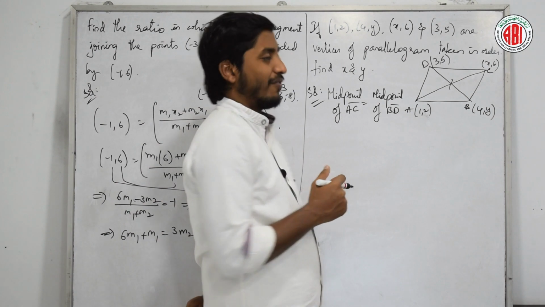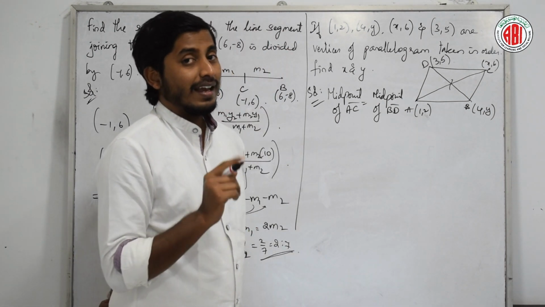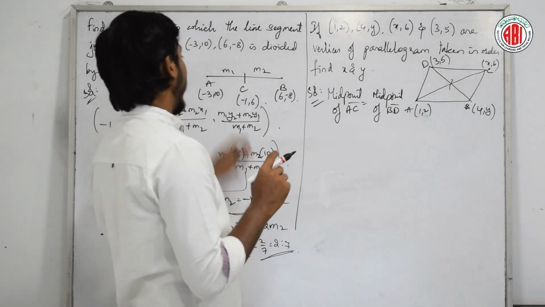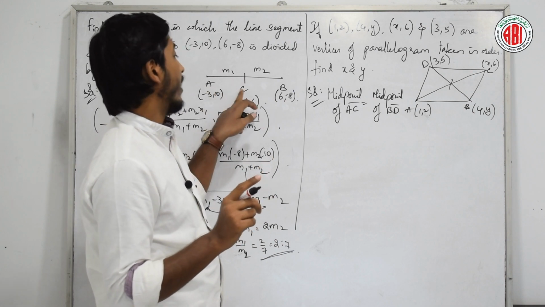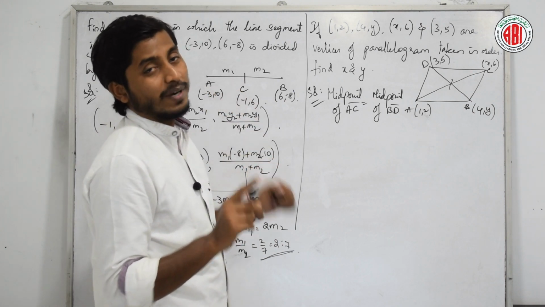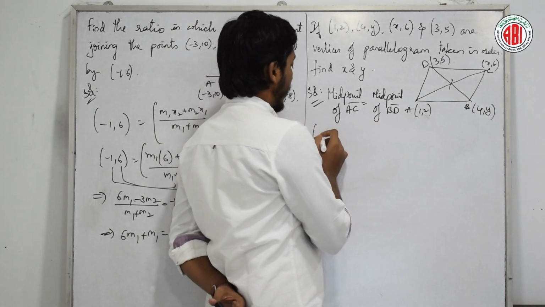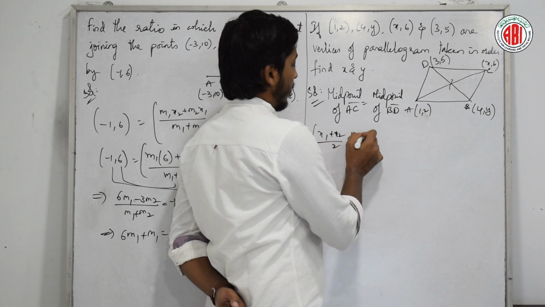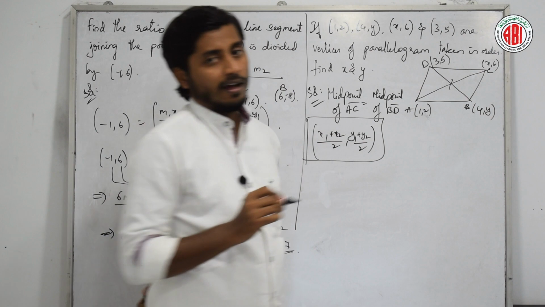Fine. First of all, what is the formula of midpoint? Do you remember from the last session? In the last session, we learned that when m1 and m2 are both 1, we get the midpoint as (x1 plus x2) by 2, (y1 plus y2) by 2. Just remember that, don't forget. Here (x1 plus x2) by 2, (y1 plus y2) by 2 is my midpoint formula.